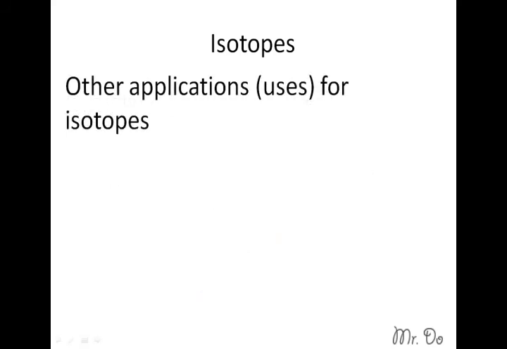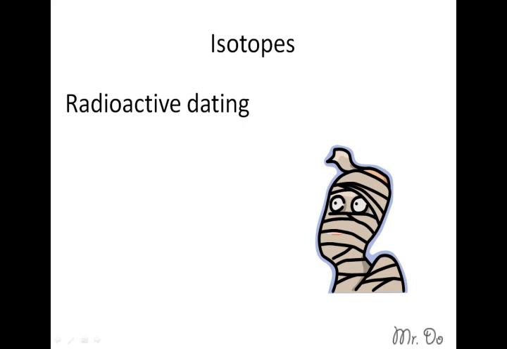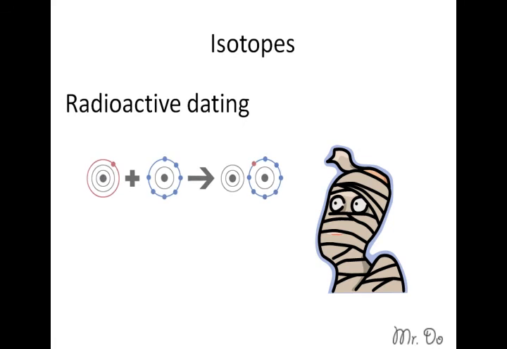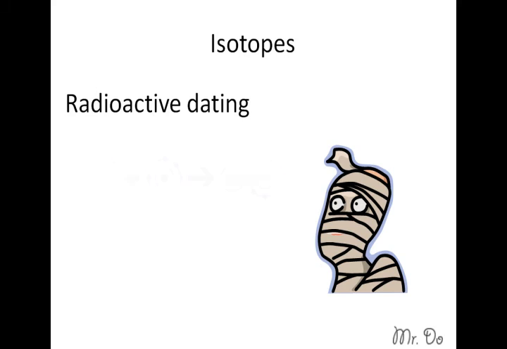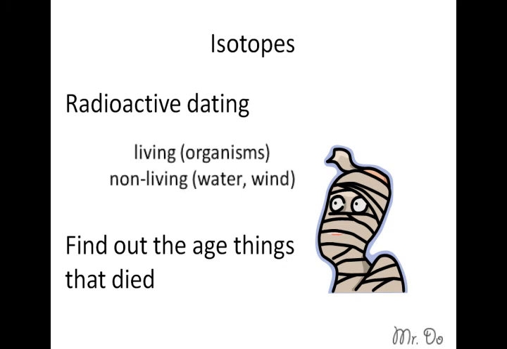Another example for the use of isotopes is we can find out how old something is. That's called radioactive dating. No, it's not when two ions are going out. With radioactive dating, we can find out the age of things that died. Yes, it can only work on things that once lived and then died. It doesn't work on non-living things like water, wind, and such.